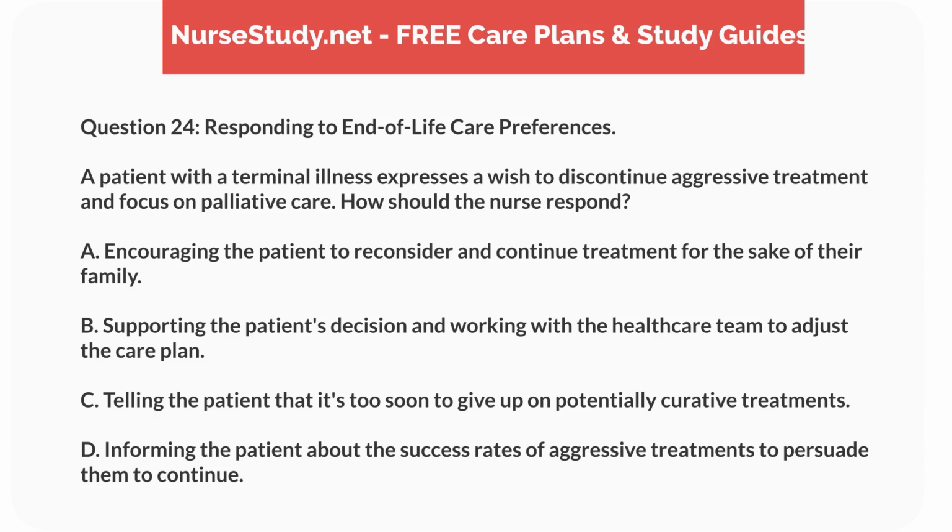A patient with a terminal illness expresses a wish to discontinue aggressive treatment and focus on palliative care. How should the nurse respond? A. Encouraging the patient to reconsider and continue treatment for the sake of their family. B. Supporting the patient's decision and working with the healthcare team to adjust the care plan. C. Telling the patient that it's too soon to give up on potentially curative treatments. D. Informing the patient about the success rates of aggressive treatments to persuade them to continue.